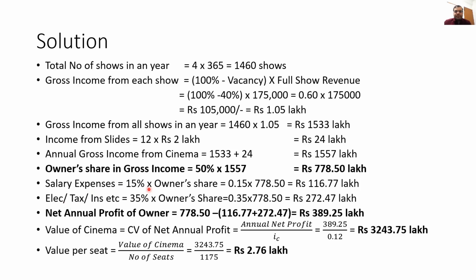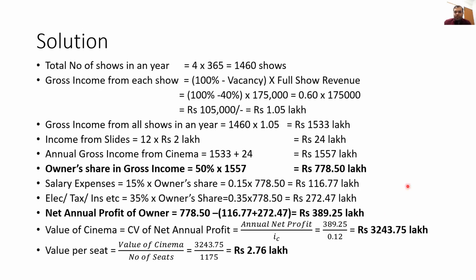Then salary expense is 15% of the owner income and other expenses are 35% of owner share. Then the net annual profit of the owner is 7 crore 78 lakh minus 3 crore 89 lakh rupees of outgoing expenses, that means a net annual income of 389.25 lakhs. Then the value of the cinema is the capitalized value of net annual profit: 389.25 divided by the capitalization rate, which is 0.12. It gives us the total value of the cinema, which is equal to 32 crore 43 lakh 75,000.